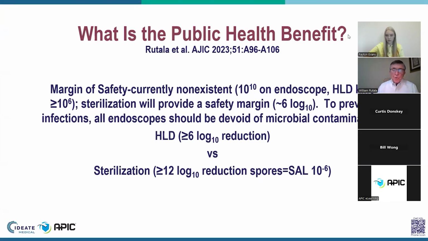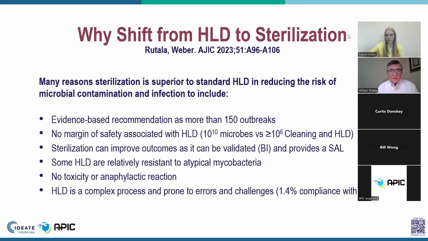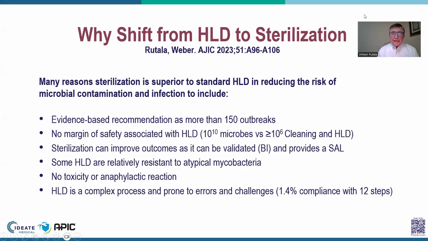And of course, in infection control, we like margin of safeties because it's very important to our effort to reduce infection. On the next slide, we see essentially some other reasons that we want to have this shift, to include the fact that sterilization can improve outcomes as it can be validated. We will validate these cycles using biological indicators. And of course, the manufacturer proves to the FDA that this sterilization technology is capable of achieving a sterility assurance level, or an SAL, of 10 to the minus 6.